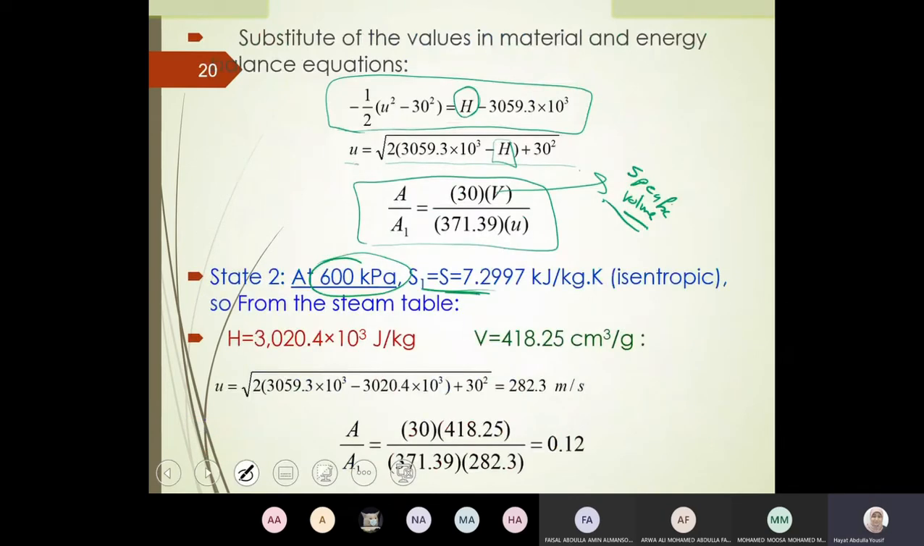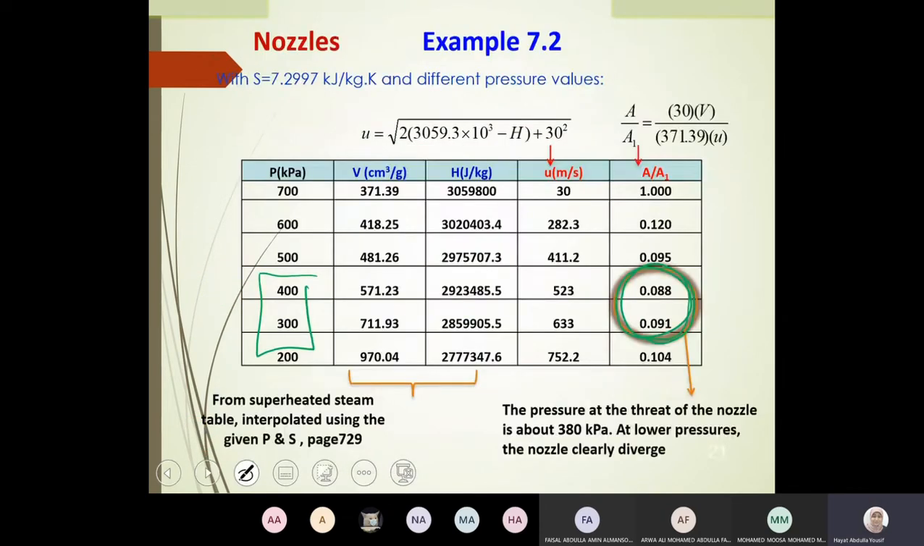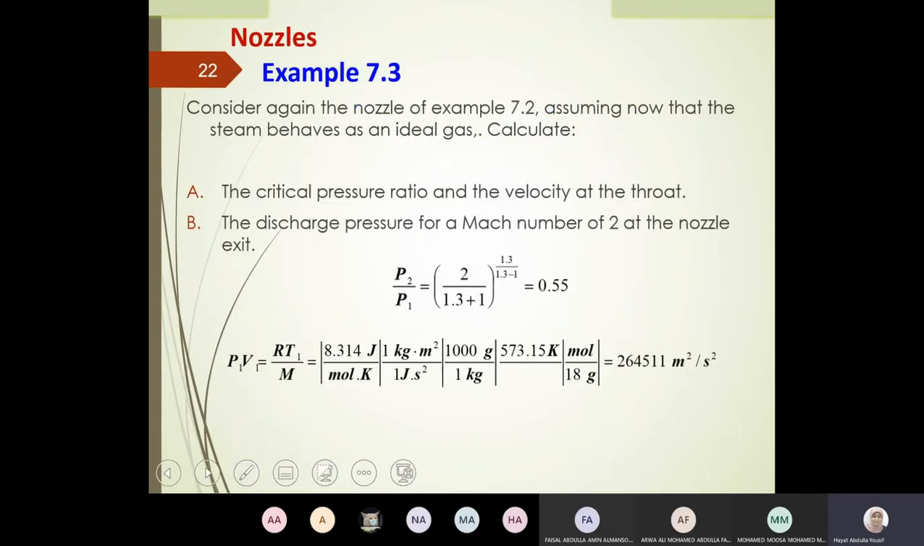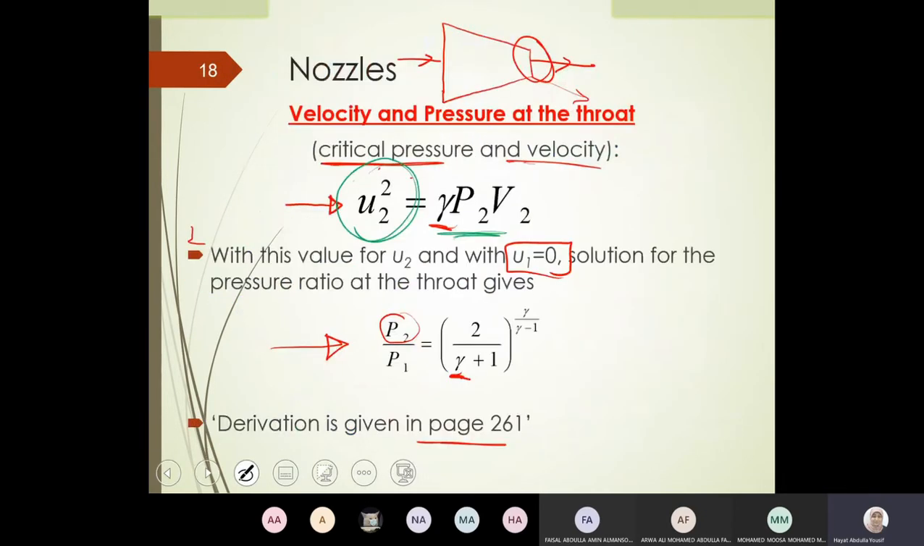Here from the table, the velocity at the throat is between 500 and 600, but I don't know exactly how much. But if it is ideal gas, I can specify exactly the value, and this is what I did here in this example. In example 7.3, I'm just repeating, solving example 7.2, but trying to find the critical pressure ratio, which is P2 over P1 at the critical location, and the velocity at the throat. In other words, I just want to show you that I can apply those two equations, U2 squared to find the critical velocity, and the P ratio to find the critical pressure.